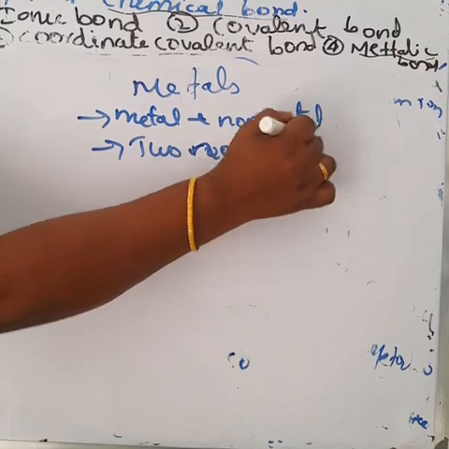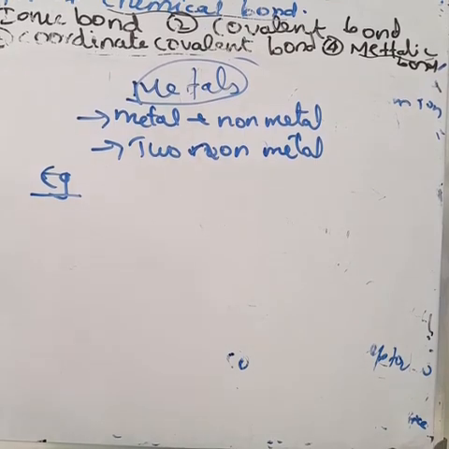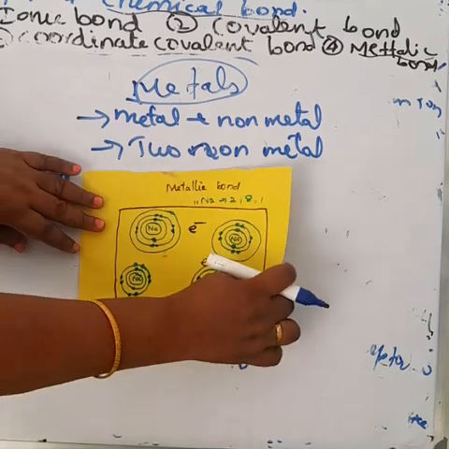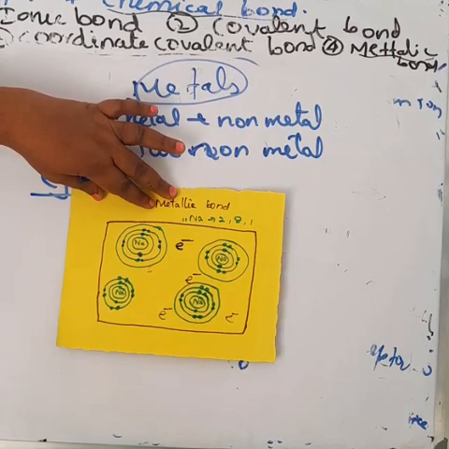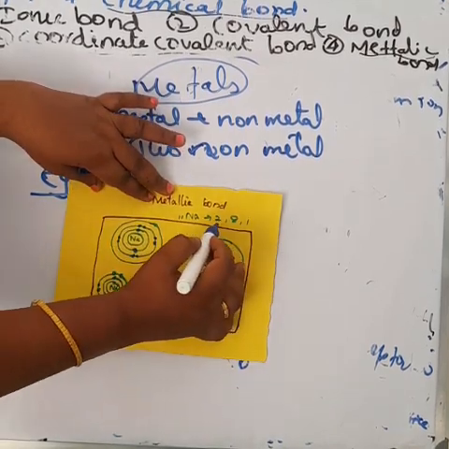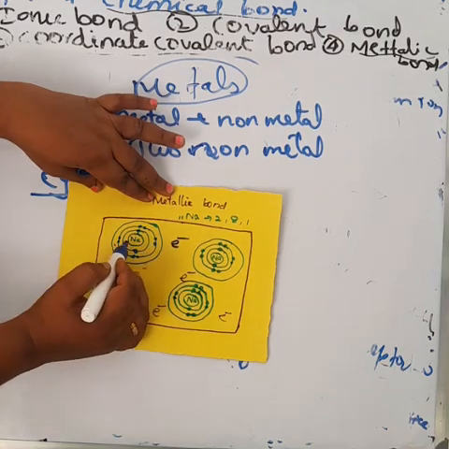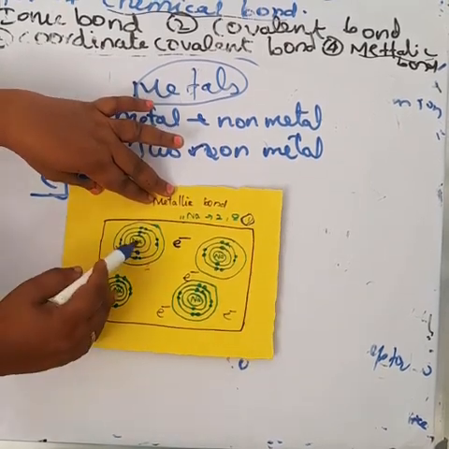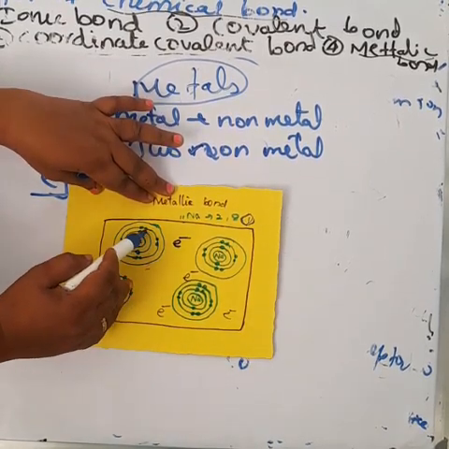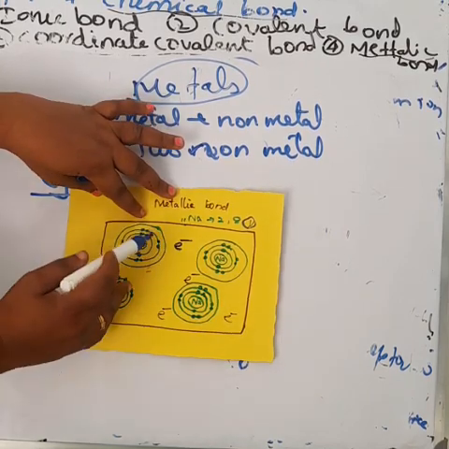Here, for example, one of the metal lattice structures. Sodium metal we are taking. You know the atomic number of sodium? 11. Electrons are occupied in the orbits: first orbit 2 electrons, second orbit 8, finally only 1 electron. This is the nucleus.